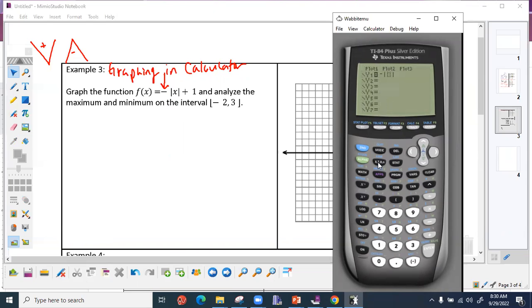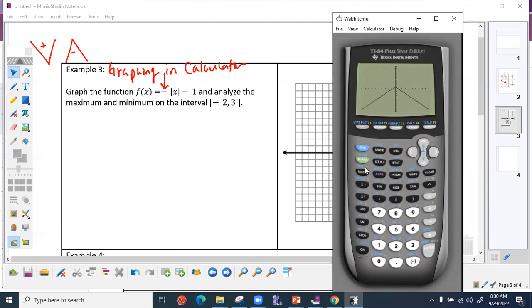And now we're going to press our variable key. Sorry for the bell. We're going to press our variable key right here, this X, and it's going to put it in there. So now we have the absolute value of X and then plus 1. Okay. And it says we're going to graph it and analyze the maximum and minimum on the interval from -2 to 3. So I'm going to hit graph. And notice how I told you this time it was going to be a sad absolute value. There it goes. But it wants us to look on the interval from -2 to 3. So because it's giving us restrictions on where we're going to look, that means we're going to change our values.